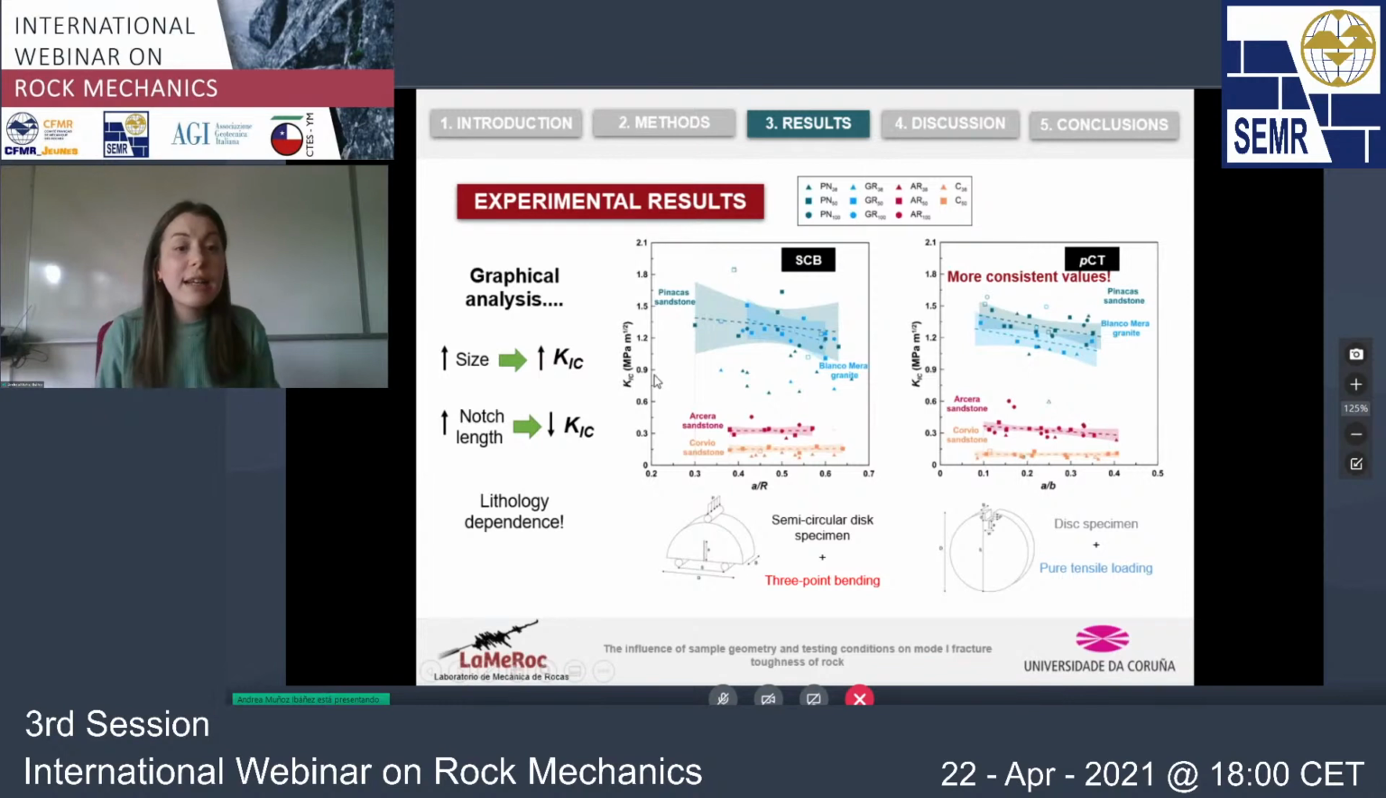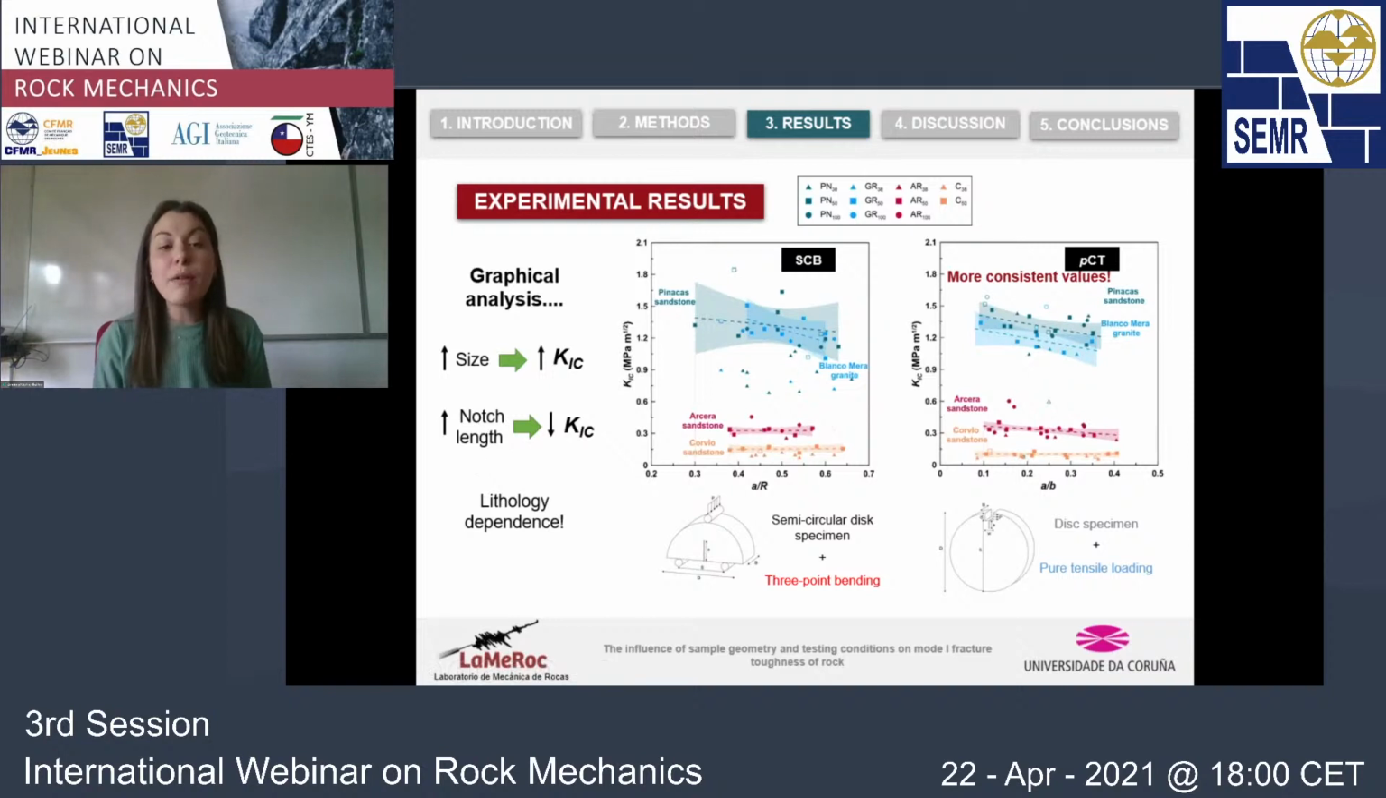So in general, we observe that there is an effect of the size of the specimen, with larger samples providing larger values of fracture toughness. And apparently, we also observe that there is an influence of the notch length, with lower values being recorded for larger values of the notch length, which would be here on the right of the graph.